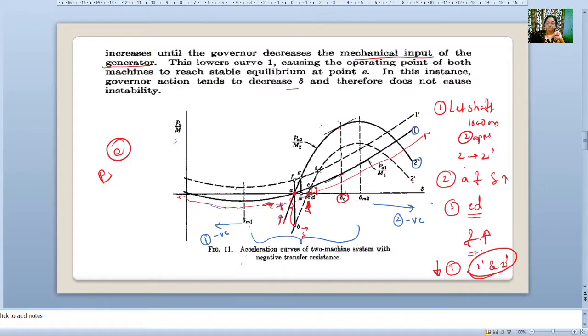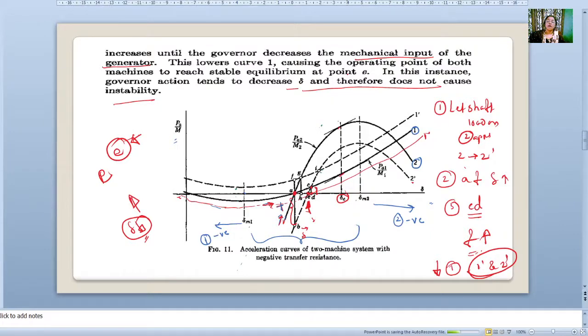Got it? How does the equilibrium change from A to E? Initially it is operating at A. Now the next equilibrium point is E, and as in this case E is before D, del is decreased. As del is decreased, it does not cause instability. If del goes on increasing, that means it is unstable. Due to the application of shaft load, del increases and then the corrective action makes del decrease, which means the system is stable.